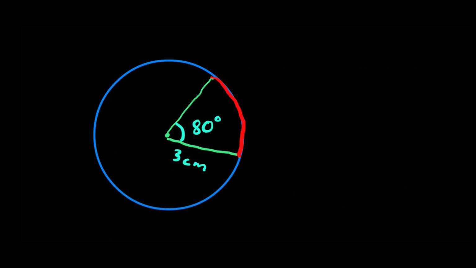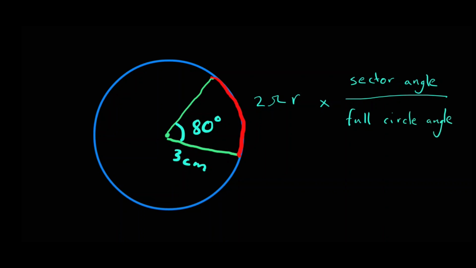It's going to be the circumference of the circle, which you probably know is 2 times pi times r, times the angle of the sector, over the angle of the full circle, which is 360 degrees. And if you think about it, this makes sense because the arc is a fraction of the full circumference. So you'd get the length by multiplying the circumference of the circle by the fraction of this angle over the angle of the entire circle, which is 360 degrees.